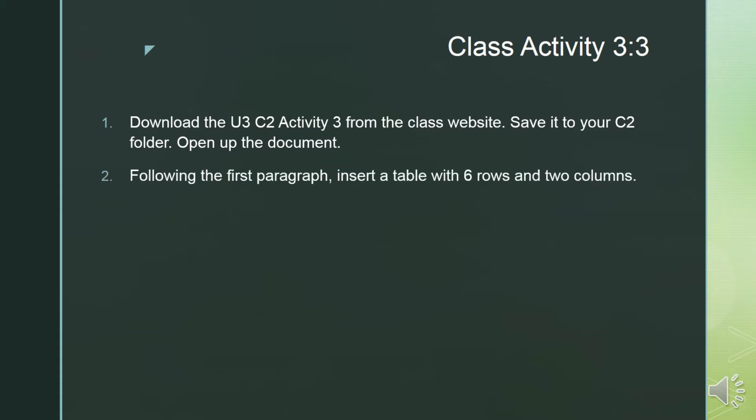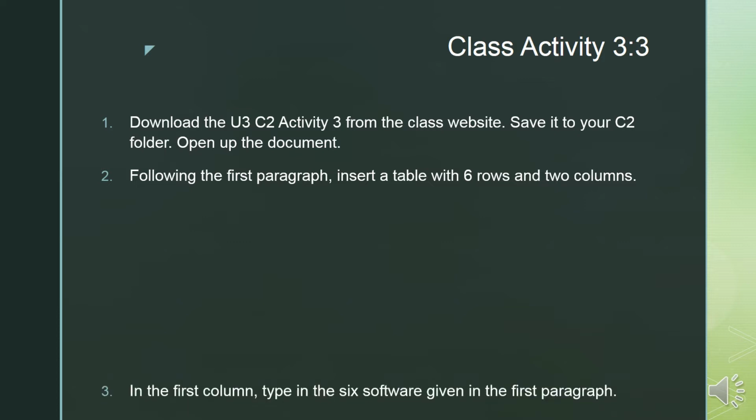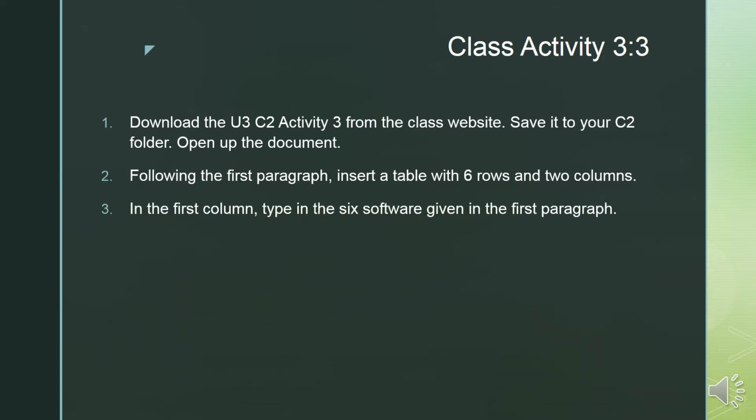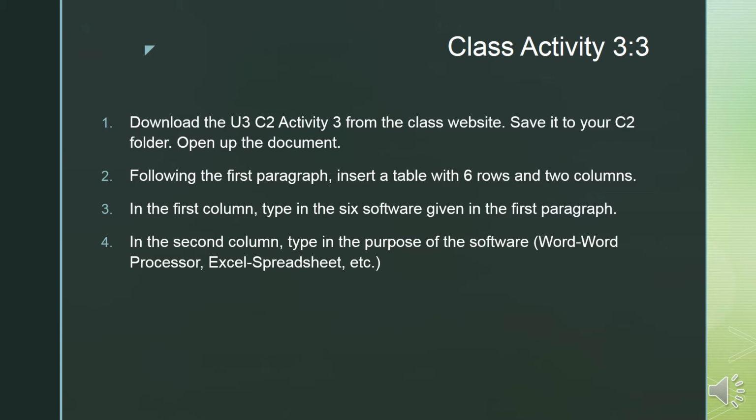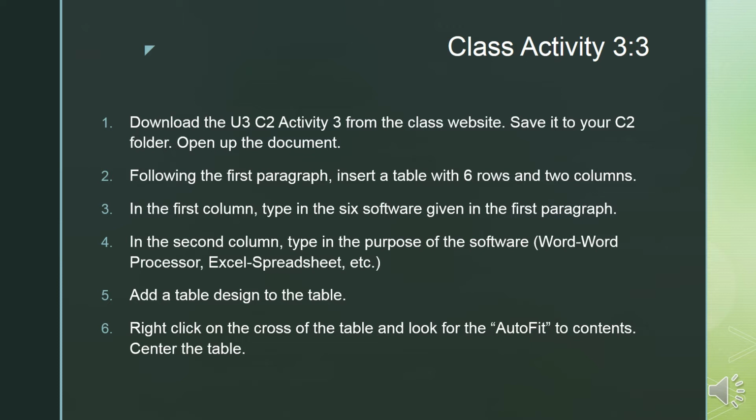Following the first paragraph, insert a table with 6 rows and 2 columns. In the first column, type in the 6 software given in the first paragraph. In the second column, type in the purpose of the software: Word, word processor, Excel, spreadsheet. Add a table design to the table. Right-click on the cross of the table and look for the Auto Fit to Contents and center the table. Continue on to the next slide for further instructions.